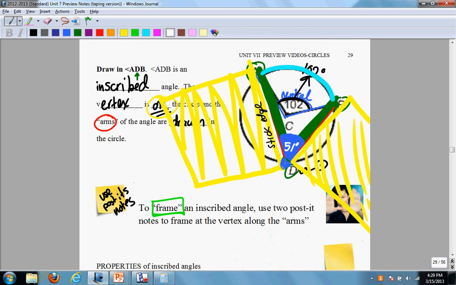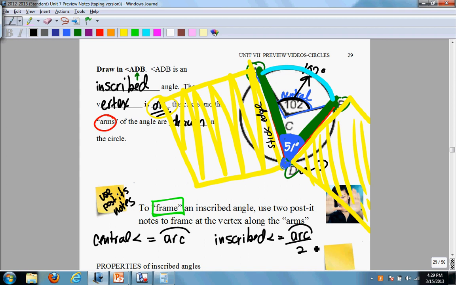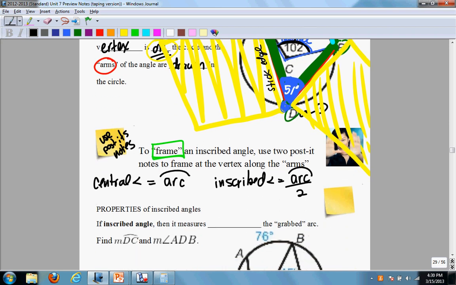So what we know here is I'd like you to just write this down. Central angle equals the arc. That's something you learned earlier. The central angle equals the arc. An inscribed angle is half the arc it grabs. Half. This is really easy to work with if you use the Post-its. Let me give you a couple examples. We're going to do several problems together.